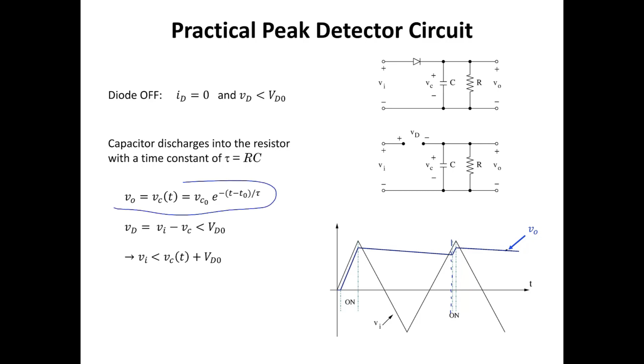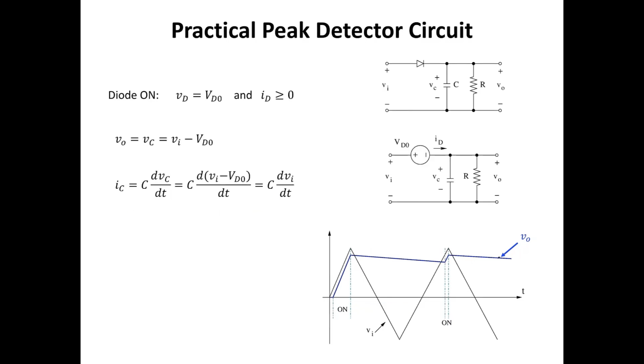This is the voltage across the capacitor when it is discharging, and I know from the KVL that Vd is Vi minus Vc. When the diode is off, Vd is less than VD naught, so in all of these time intervals, Vi is less than Vc(t) plus VD naught. Also, when the diode turns back on at this time point, I know that Vd is equal to VD naught and Id is greater than 0.